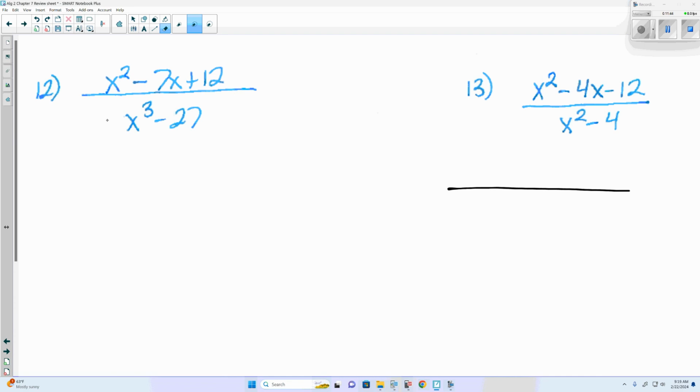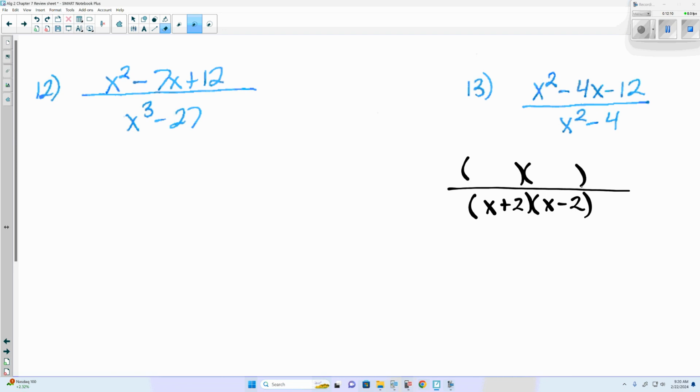13, x squared minus 4x minus 12 over x squared minus 4. X squared minus 4, yep, x minus 2, x plus 2. And part of the reason we can just jump straight there as well, we can see from the outset x squared minus 4, there is no greatest common factor. So we can just go to factoring the difference of perfect squares.